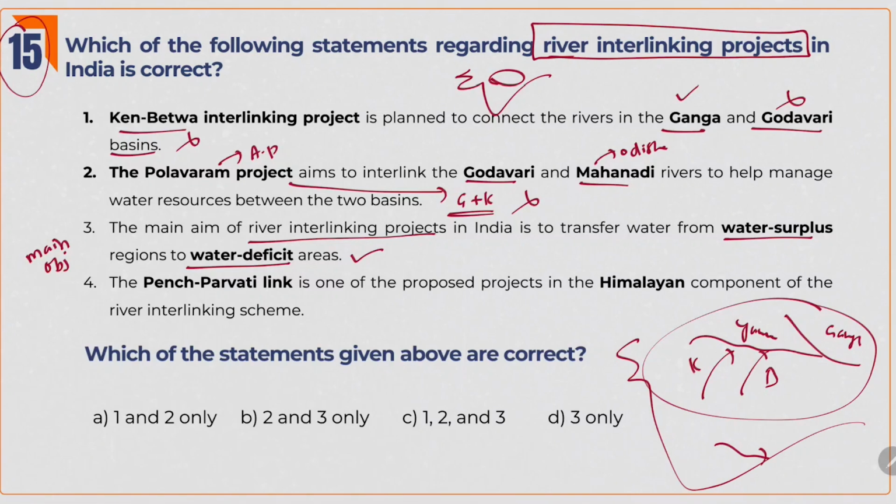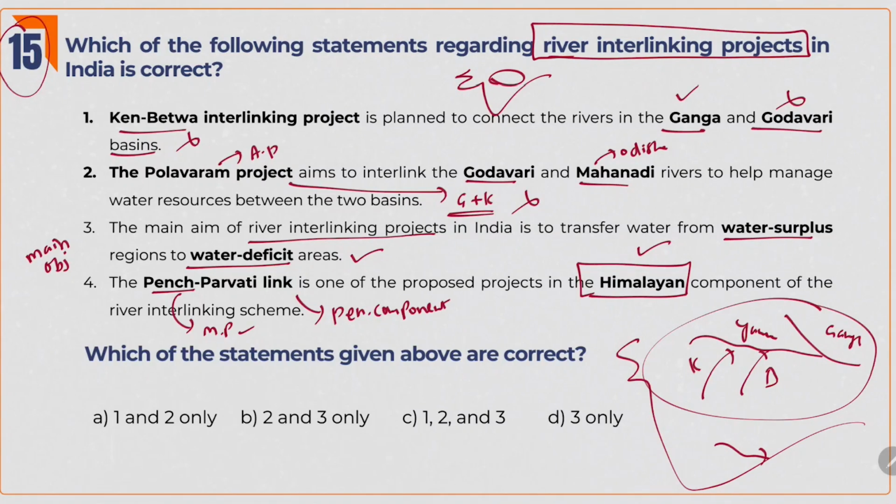The Pench-Parvati link is one of the proposed projects in the Himalayan component of the interlinking scheme. Even though we don't know about Pench and Parvati link, we can still answer this question. We know that Pench National Park is somewhere in Madhya Pradesh. Here they are telling that it is in Himalayan component of river interlinking scheme. Outrightly we can deny this statement because where is Madhya Pradesh and where is Himalayas? Actually, this Pench-Parvati link is part of peninsular component of river interlinking scheme.